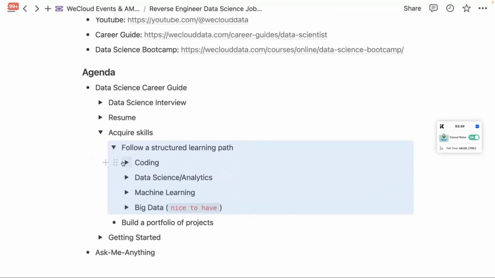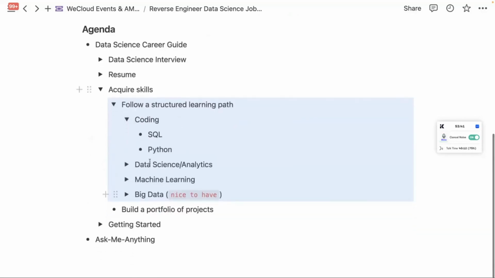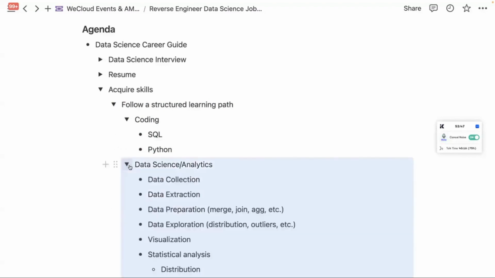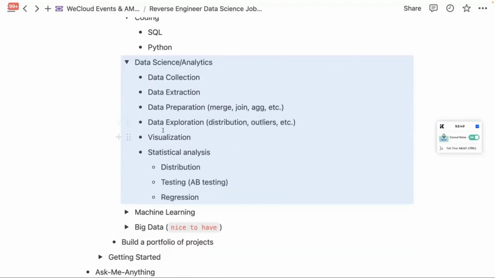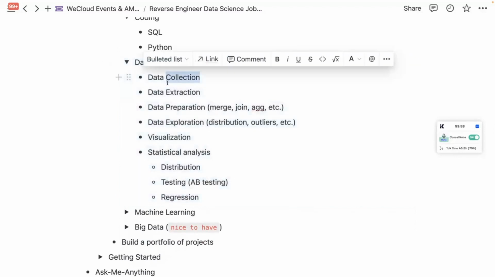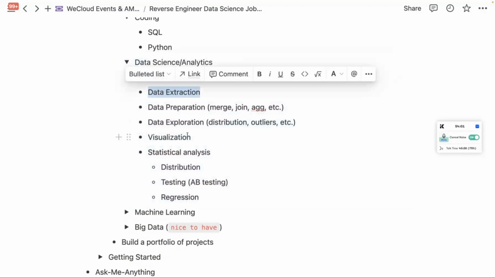As a data scientist, you need to pick up programming. I don't think it's a surprise to you. You need to know Python and SQL. And then data analytics and data science skills, right? Before we talk about machine learning, that means data collection. Sometimes that means reading data from APIs or doing web scraping, and then doing data extraction, using SQL to extract data from databases or a data lake.